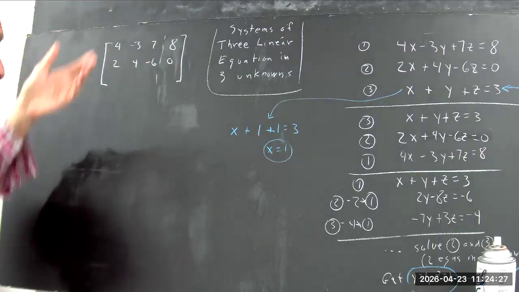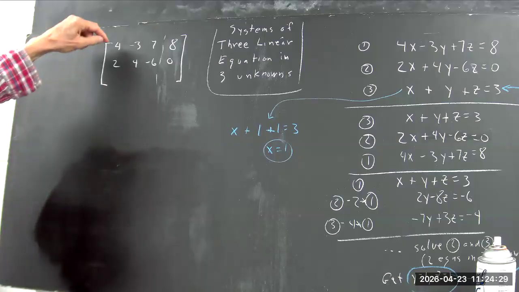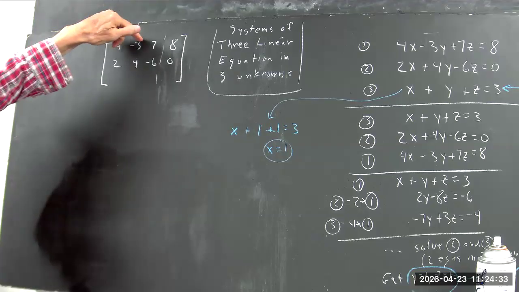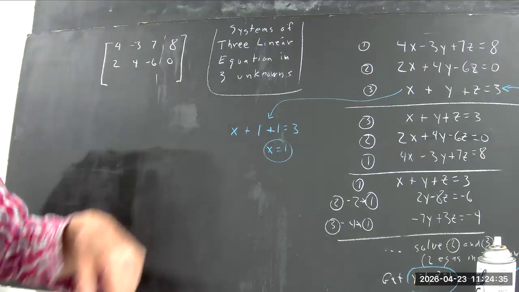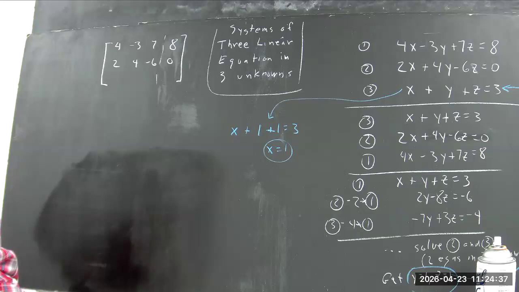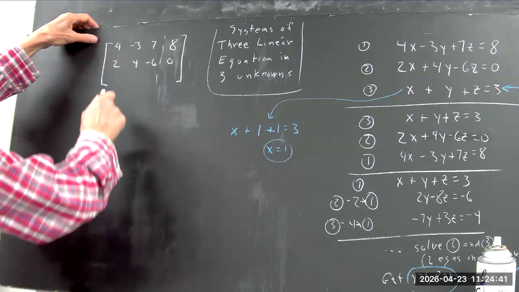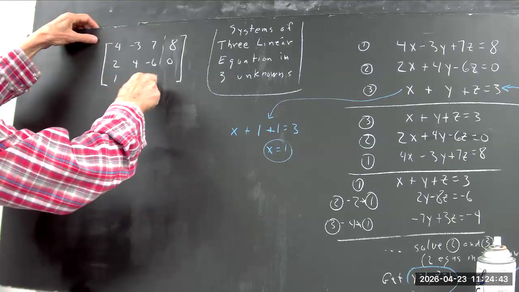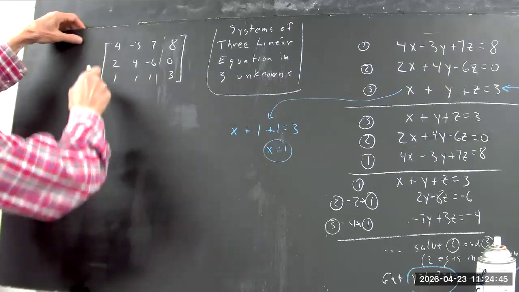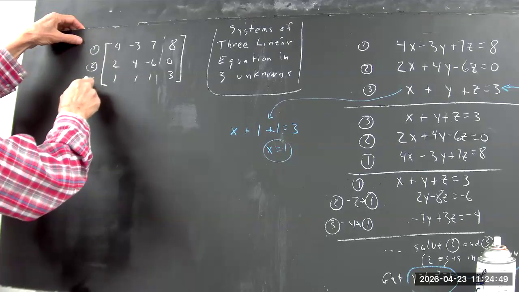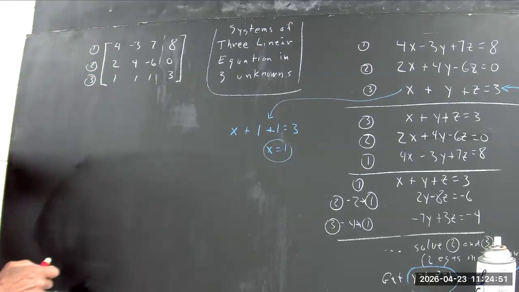And there's nothing magical about this. It's just that whatever the coefficient of x is, it's going to go first. Whatever the coefficient of y is, goes second. Whatever the coefficient of z is, goes third. So our third equation, x plus y plus z equals 3, is just 1, 1, 1, 3. And again, we'll number the rows of this matrix 1, 2, and 3.